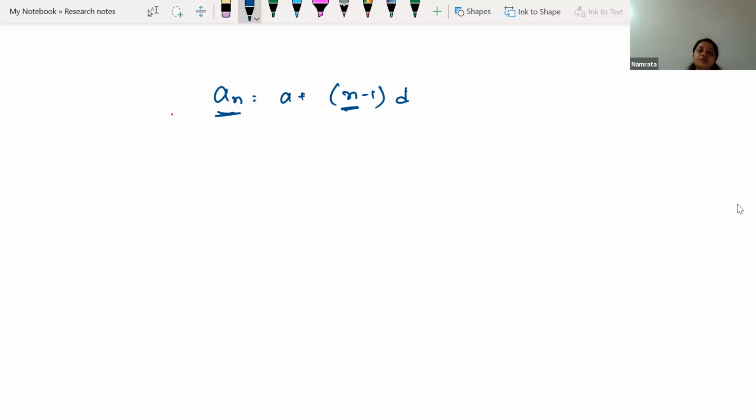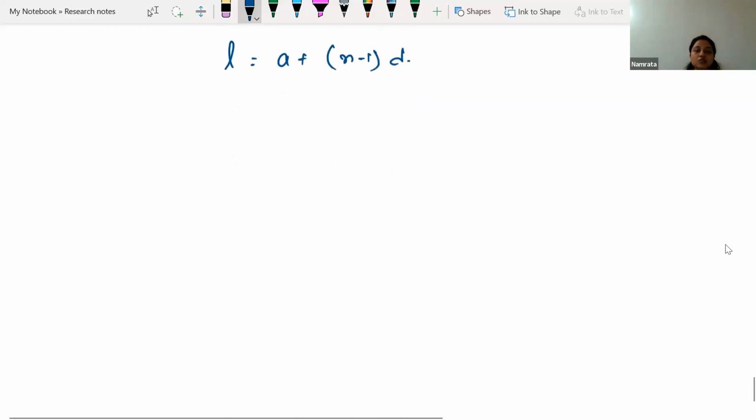Sometimes we use the same formula for writing the last term: L is equals to a plus n minus 1 times d. Okay, so we will be using this formula for the nth term, or sometimes when the last term is given. Assuming the last term as the nth term, we will use the same formula, and we are going to represent the last term with the letter L. Okay, so let's take a few questions.